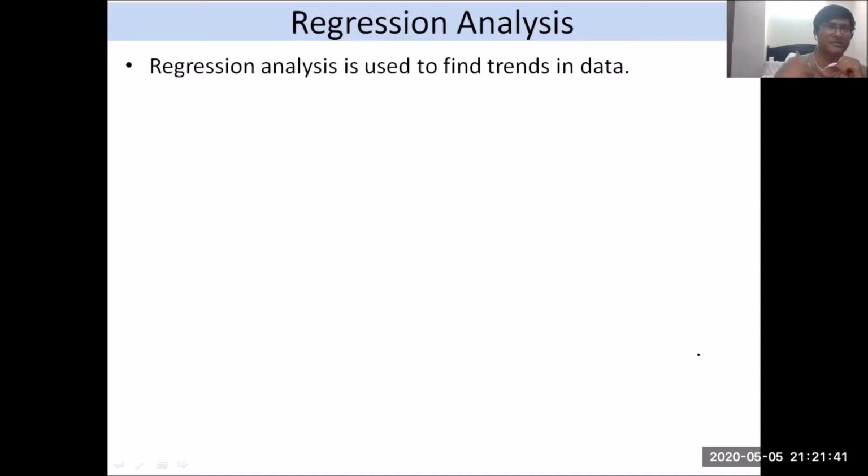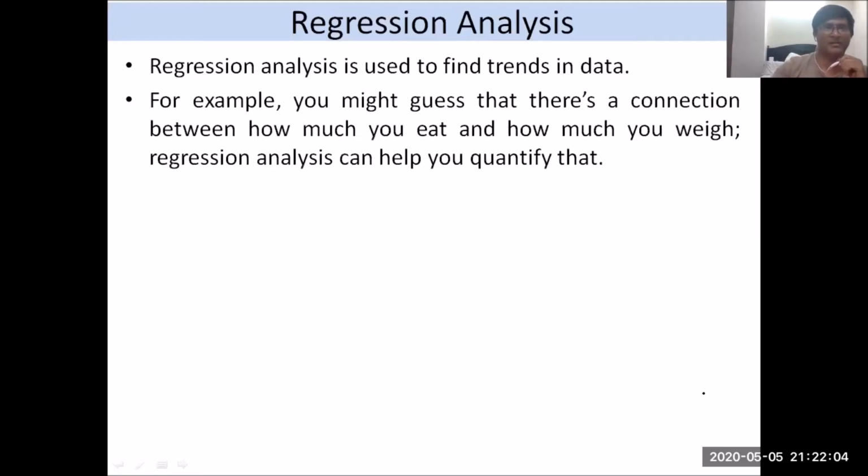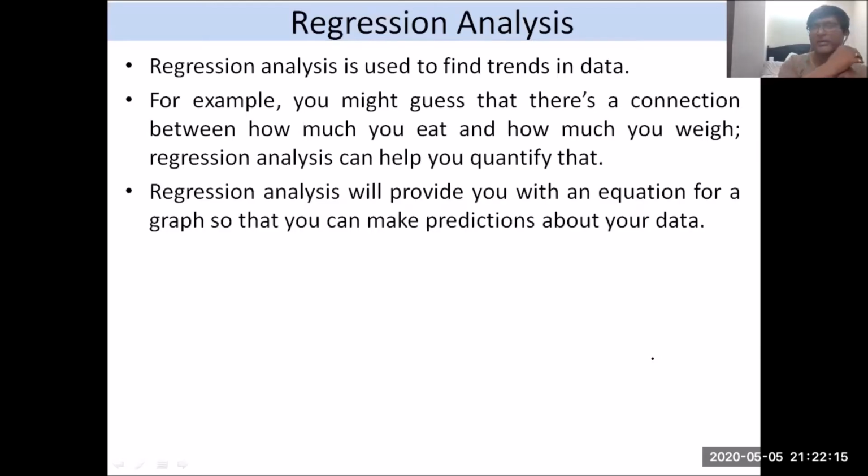So this is basically a prediction. I want values in terms of, suppose, what would be my sales for next year's specific month. That prediction or trend analysis would be done on the basis of your previous data. That is the basic purpose of regression analysis. Another example: what is the connection between how much you eat and how much you weigh? Regression analysis can help you quantify that also. Regression analysis basically provides you with a linear equation for a graph, so that you can make predictions about your data.